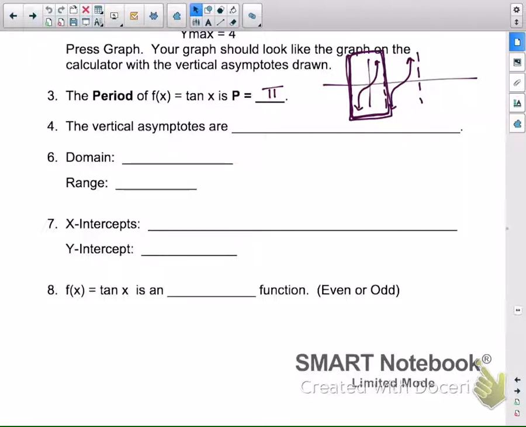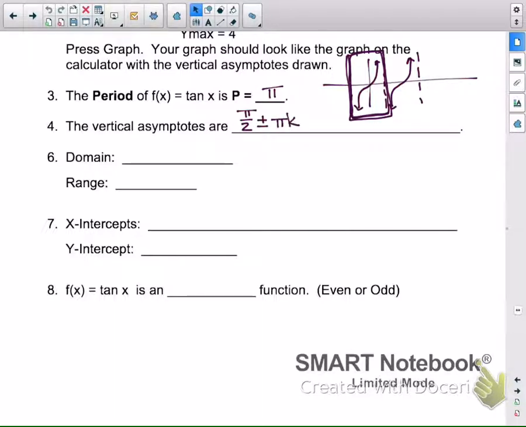The vertical asymptotes we're going to write very much the same way as we did the maximums, minimums, and x-intercepts, because again, you don't want to write them going out, out, out. So where is one, on that picture, where is one vertical asymptote? Pi over 2, and how often do they happen?